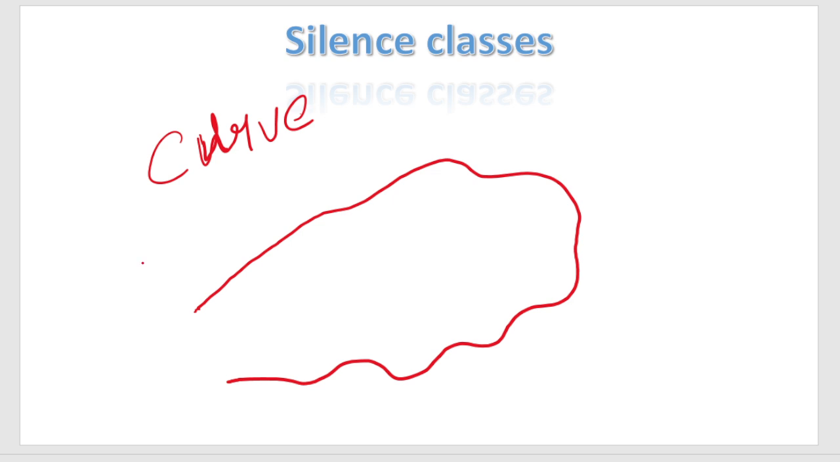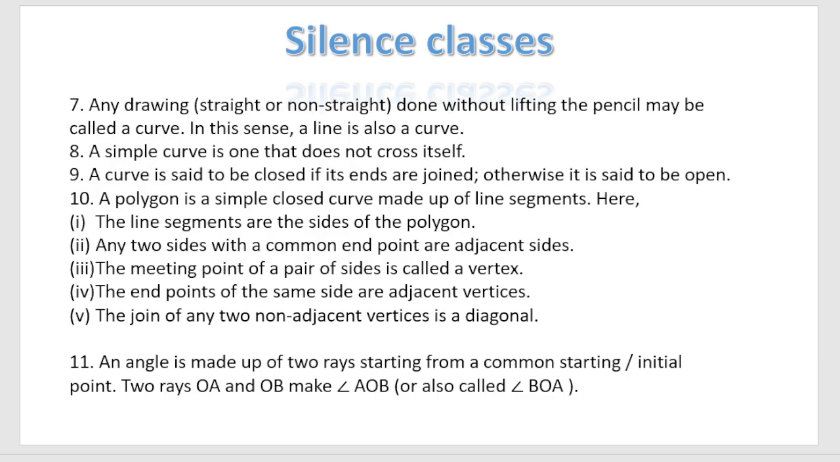In this manner, if we put a pencil like this and draw a straight line, it is also known as a curve. A line is also a curve, because we are using the words without lifting the pencil.